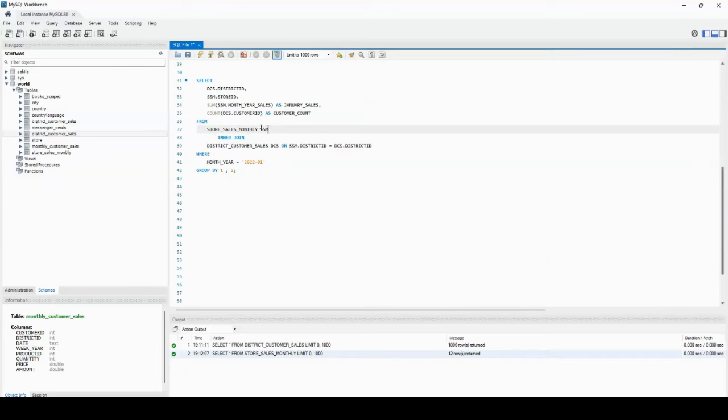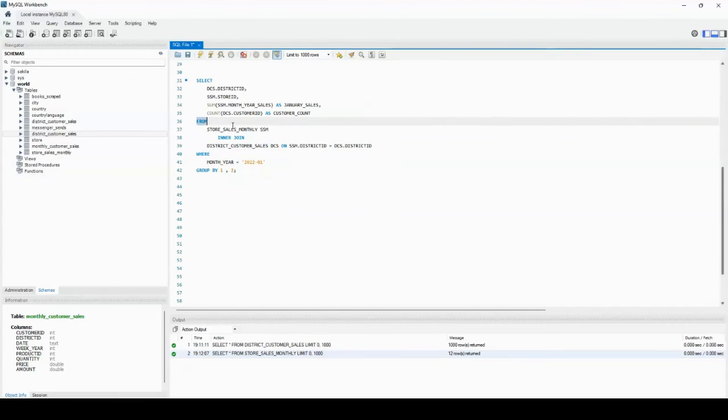So I know, and you're just going to have to trust me on this one, our district customer sales only has the month of January in it. It hasn't been updated for the month of February yet. So the last thing I specify is that the month year for my store sales monthly is January. And then I've grouped by my two columns here, my district ID and my store ID. Just a reminder, anytime you have aggregate functions like sum or count, you have to group by what else is in there. So I'm grouping by district and store ID. So let's run this and see what we get.